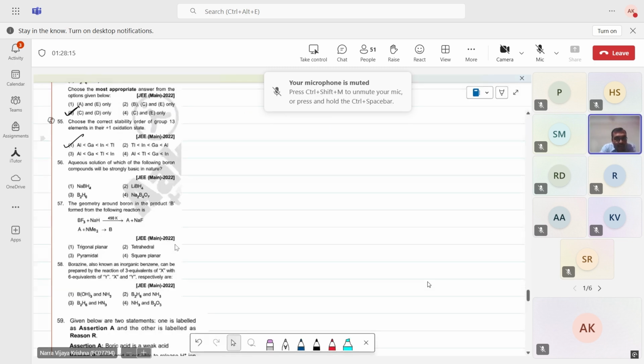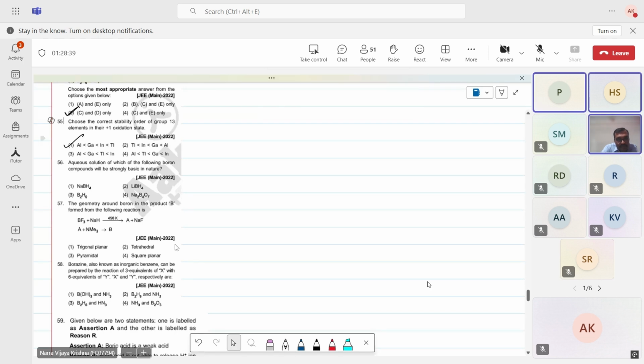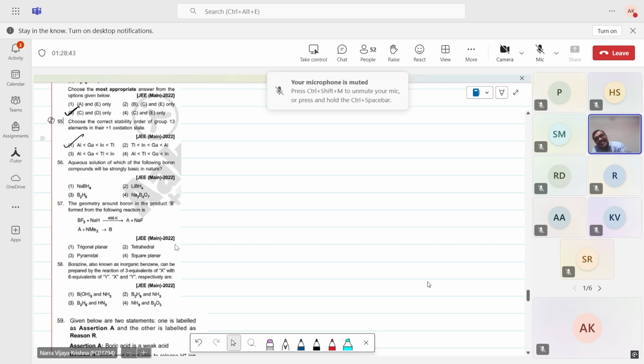Aqueous solutions of which of the following boron compounds will be strongly basic in nature? Which is more basic? Option 2, sir. Option 4, sir. Borax reacts with 2 moles of HCl or with 1 mole of H2SO4 to form H3BO3, meaning it is reacting with acid, so is it basic or not?